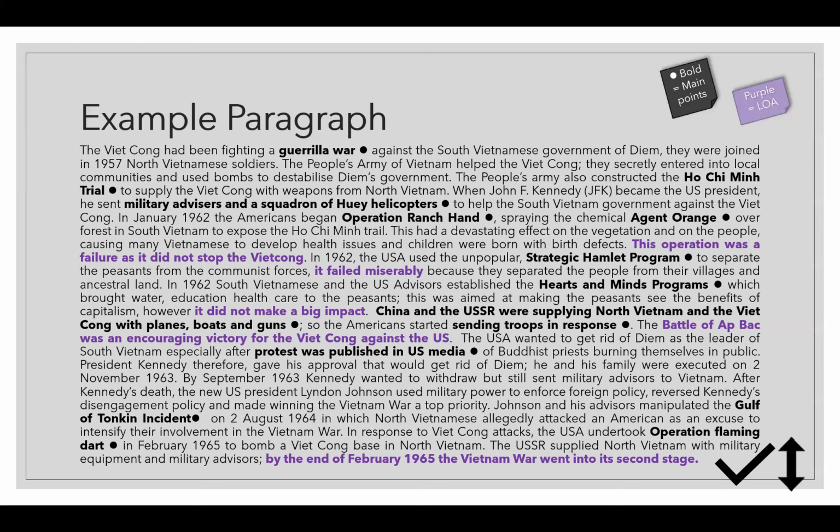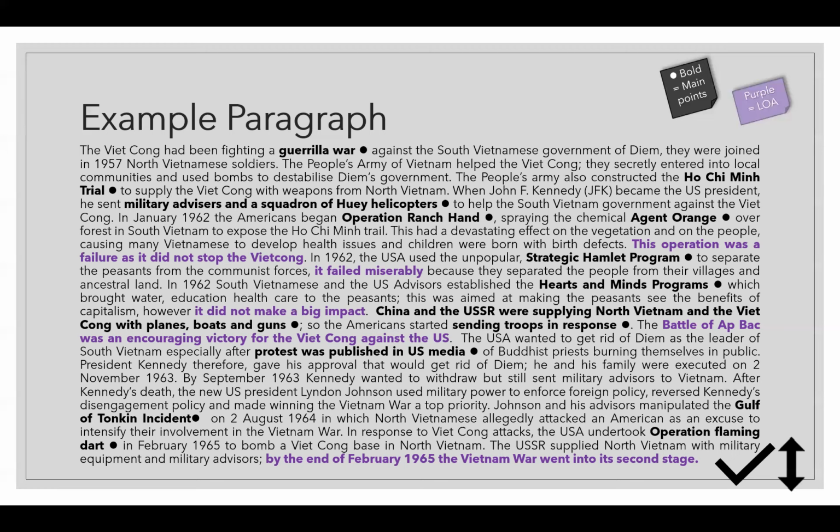China and the USSR were supplying North Vietnam and the Viet Cong with planes, boats, and guns. So you have to see the Americans need to step up their game. They start sending in troops. So this already shows that the Vietnamese are putting immense pressure on them, because in the past they would just send advice or they'd use outside forces, but now they're actually physically getting involved.